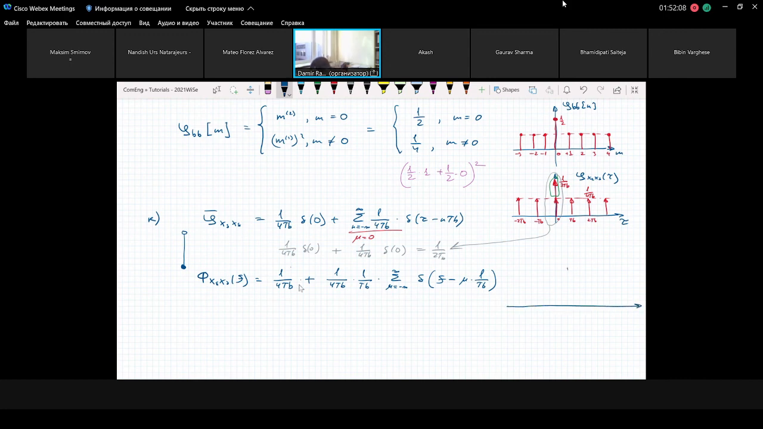Okay, so I mean, it's not difficult to plot. It's not difficult at all. We simply have a constant level, 1/TB, sorry, 1/4 TB. And we have a sequence of delta pulses spaced by 1/TB.